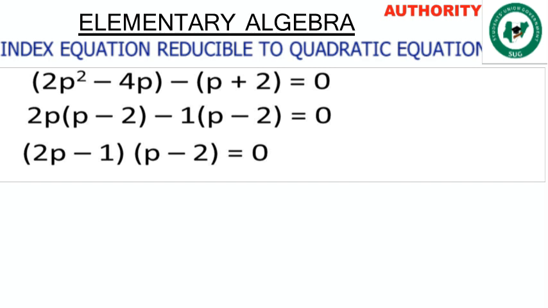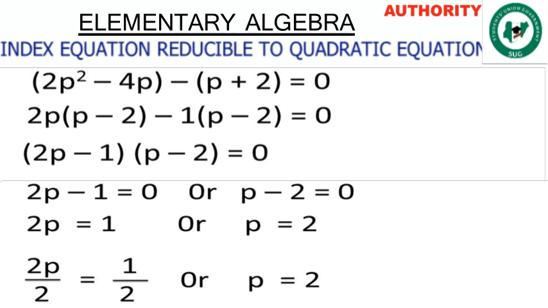Now let's go. We have 2p minus 1 and then p minus 2 is equal to 0. From here, we pick the two values outside the bracket and then one of the brackets. So we're going to have 2p minus 1 is equal to 0, or p minus 2 is equal to 0. Now we are looking for p. In this 2p minus 1, we send minus 1 to the other side to give you 2p is equal to 1. Or p is equal to 2, that is, you send minus 2 to the other side.